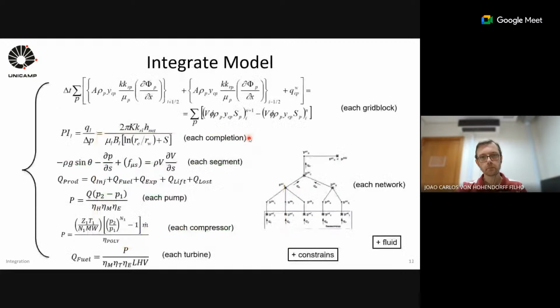So think about the mathematics. That's the idea. If you remember all the equations we have described along this class, we have equations related to the reservoir part in terms of the flux between blocks, okay, that correlate the delta of potential of the fluid, permeability, viscosity of the fluids, density, and the geometry of the grid blocks, for each phase of the fluid.